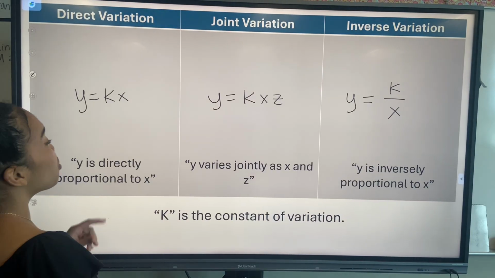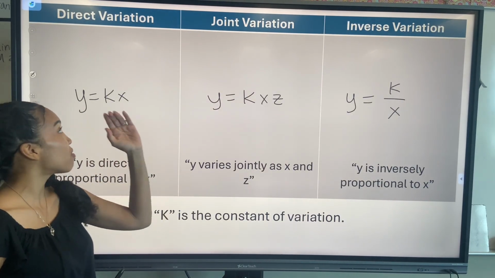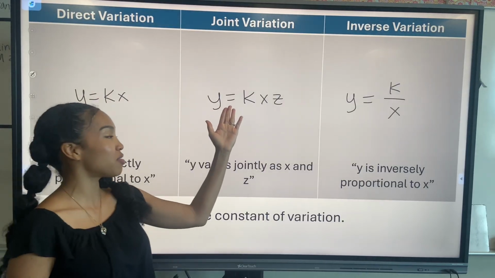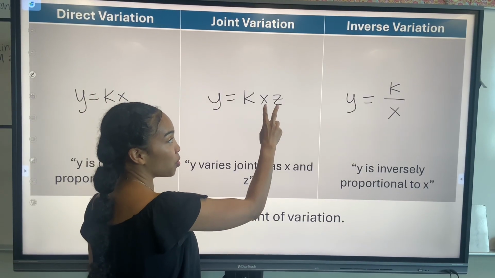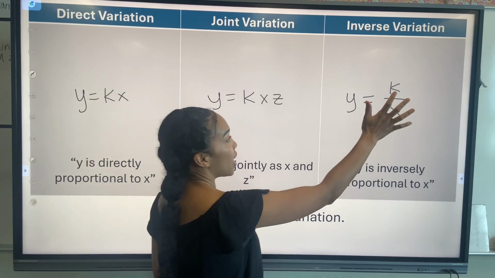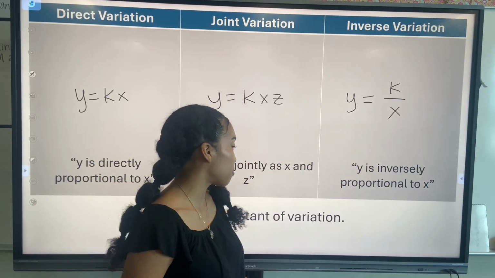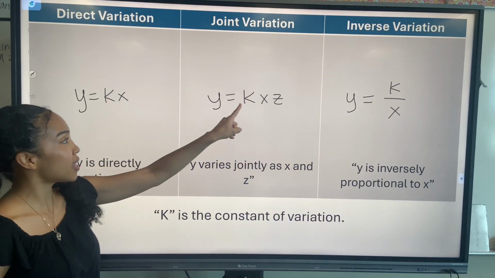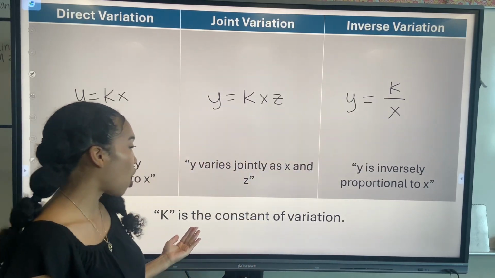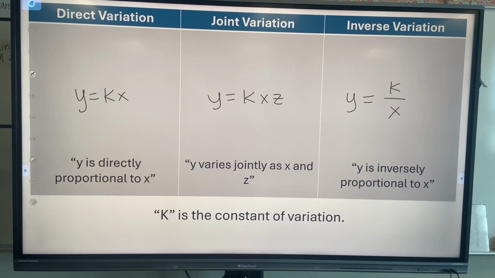Today we're going to review the three different types of variation. You have direct variation, joint variation, where you're going to have two variables being multiplied by k, and inverse variation. Notice x is in the denominator this time. And these k's, that is your constant of variation, okay?